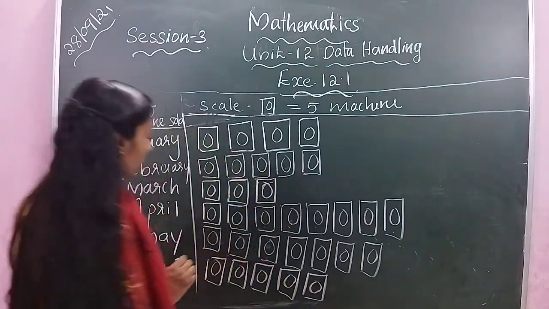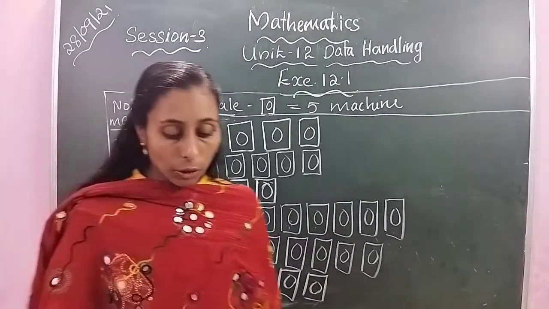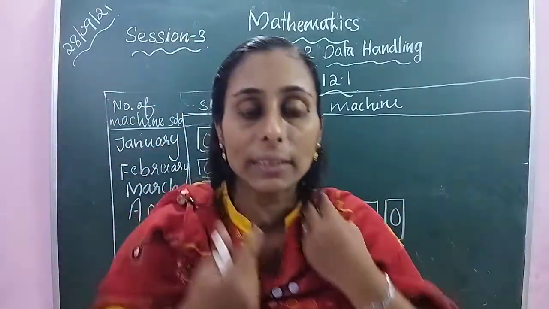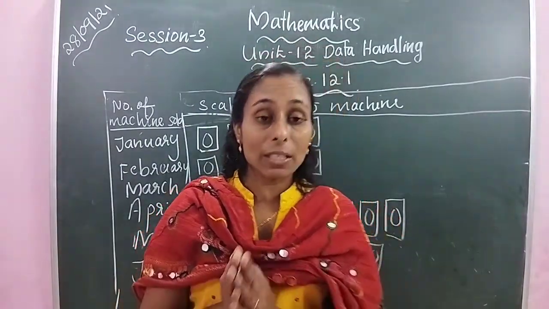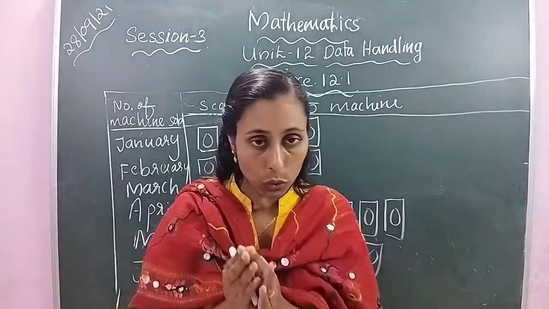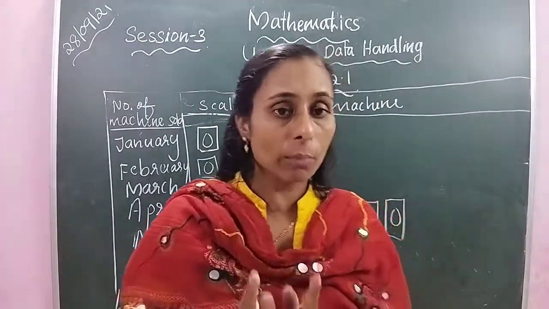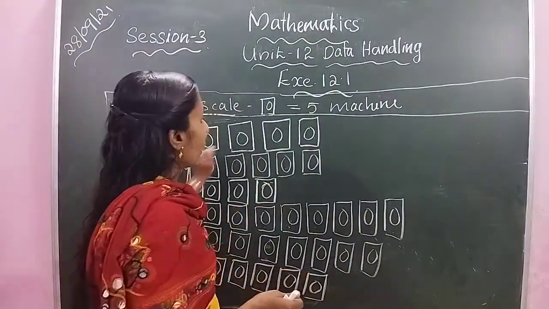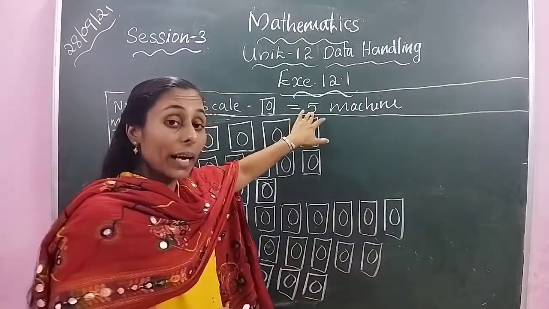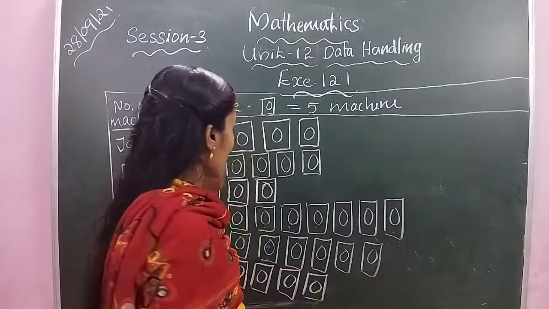5. Okay, children, these are the pictogram. So first I am going to tell you one thing, one more time. Pictogram means a representation of the data by using some symbol. Instead of the numbers, we use some symbol to draw the pictogram. In this pictogram, there is no number, only one number to show the number of machines. Scale, okay, represent scale.